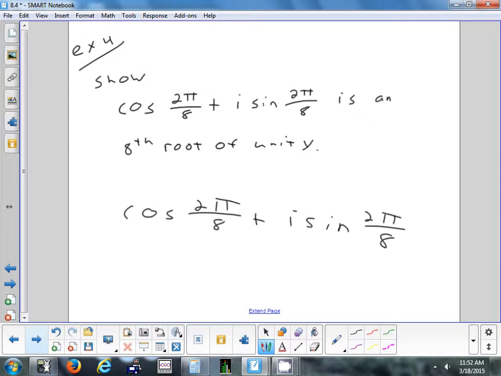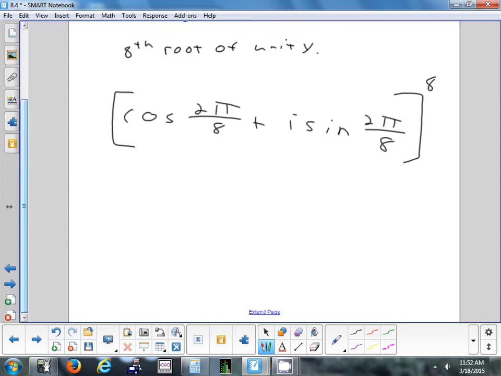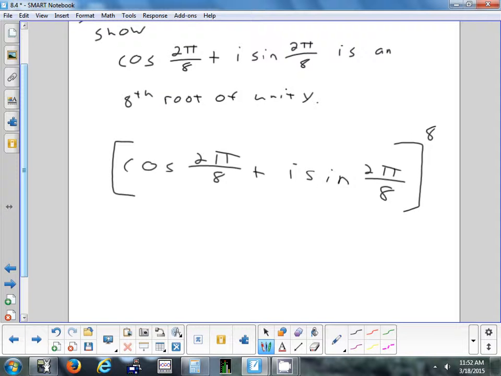Yeah? Would you just do it to the 8th power? Yeah, and what are you hoping to get? 1. Right, if you raise this to the 8th power and you get 1 as the answer, then this is the 8th root of 1. At least it's one of the 8 answers. Well, what's nice is when you raise this to the 8th power, the radius is 1, so you don't need to worry about that. And when you multiply the angle by 8, it cancels in each spot. So you get cosine 2 pi plus i sine 2 pi.